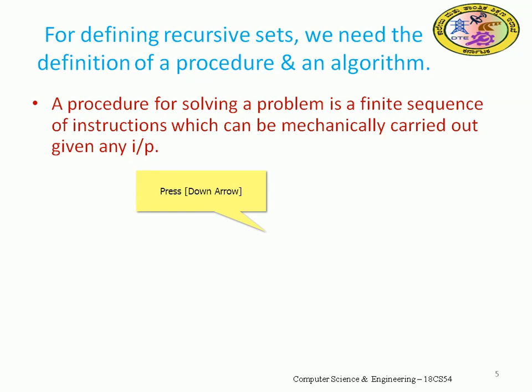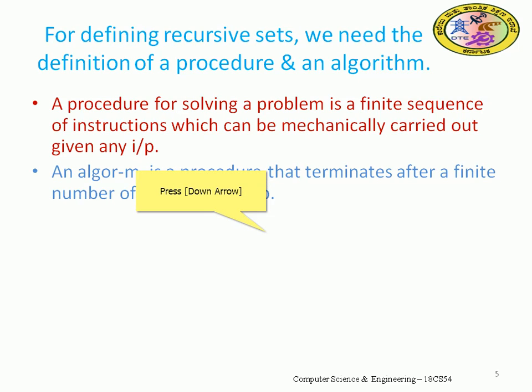A procedure for solving a problem is a finite sequence of instructions which can be mechanically carried out for any given input, right? So the procedure and algorithm are essential for this definition of a recursive set. A procedure for solving a problem is a countable sequence of instructions which can be mechanically carried out given any input.